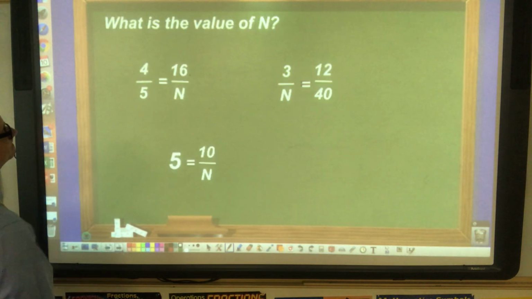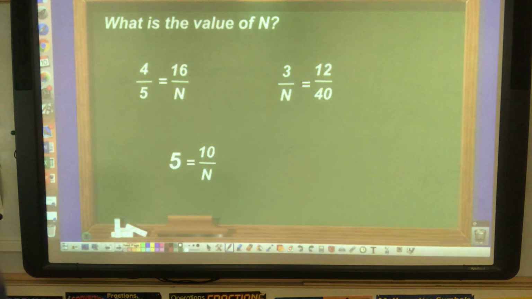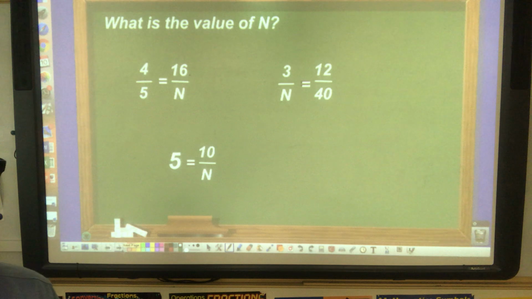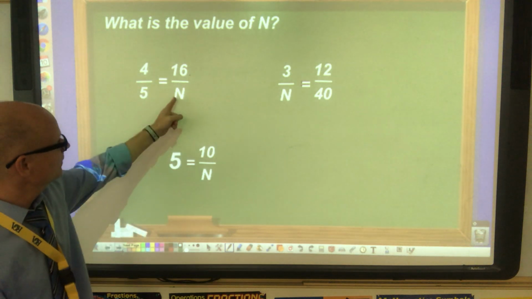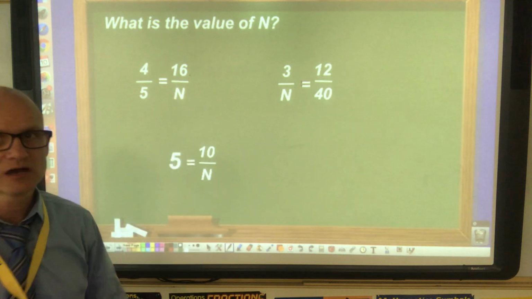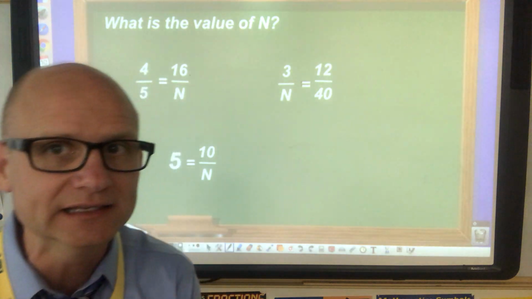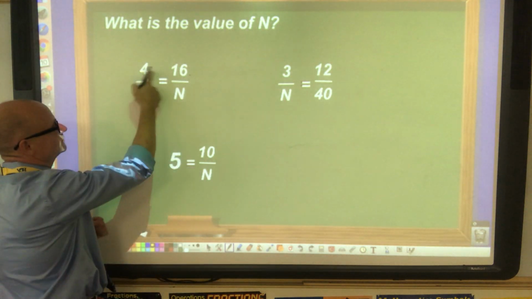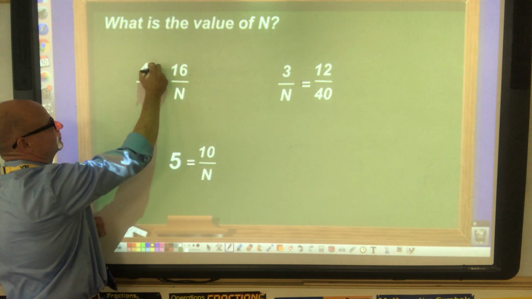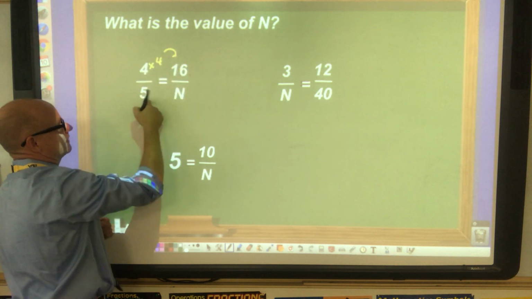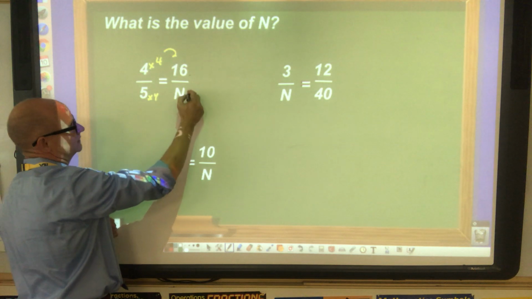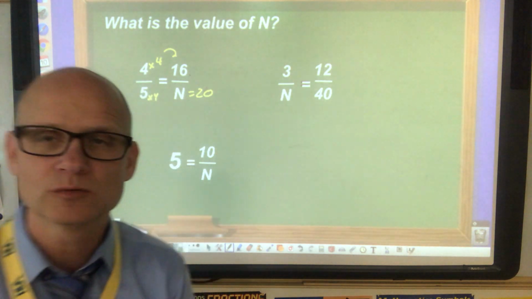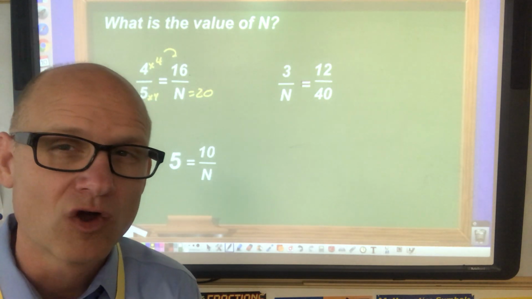All right, let's move on. The other thing I just want to briefly discuss is finding the value of n. And this has to do with equivalent fractions though. So here, what must n equal? Well, there's a couple ways of figuring that out. To me, the easiest thing is just saying, well, 4 times what is 16? Well, that would be 4. So 5 times 4 is 20. So n is 20. Okay, so identifying what the numerator and denominator have been multiplied by or divided by.